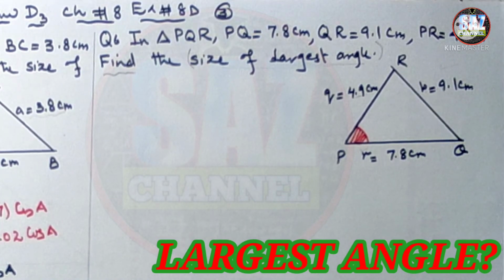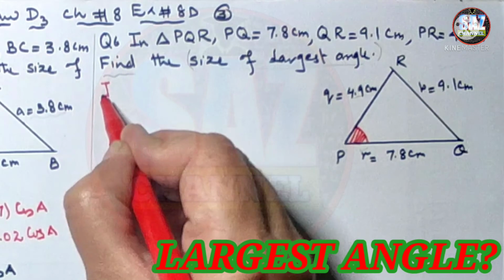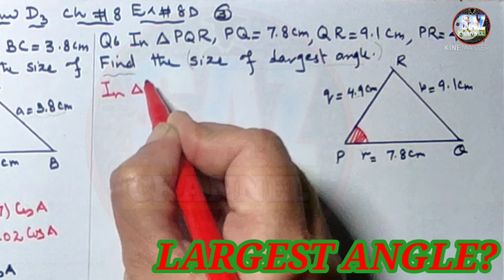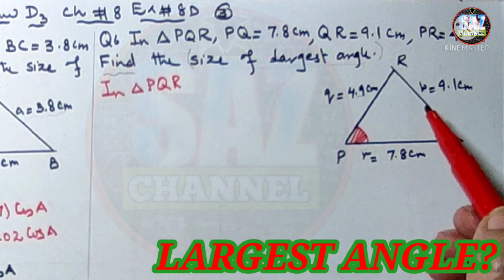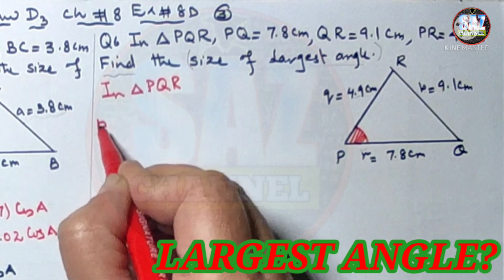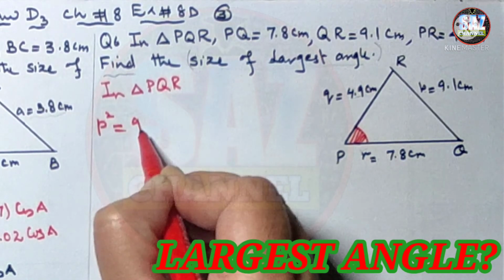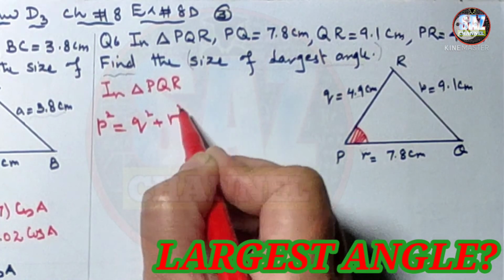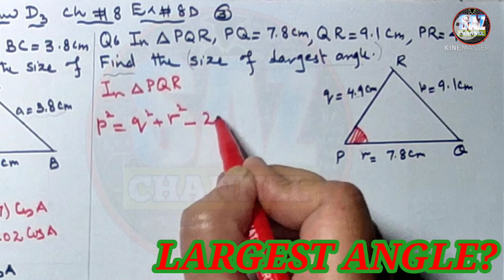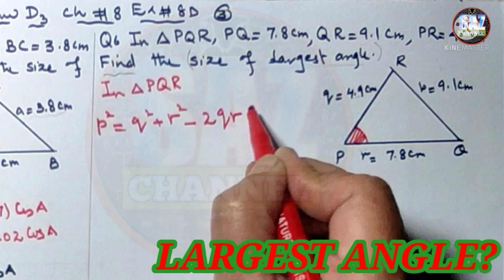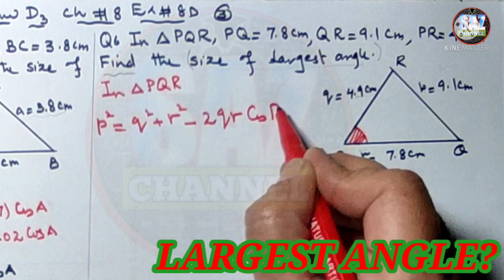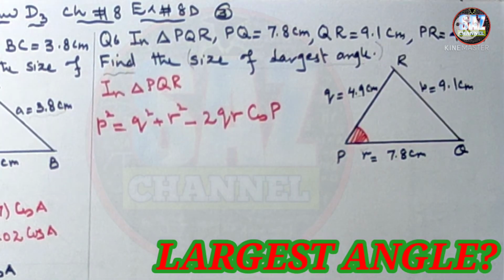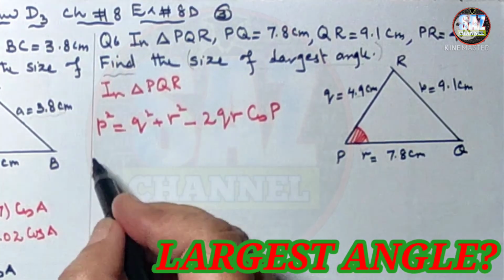So in triangle PQR, as we need to find angle P, so I'll be keeping my letter P here. p square equals to q square plus r square minus 2 into qr, and cos of what letter? Cos of the letter which is on the other side, cos of P. Now what we have to do, we just have to insert the values carefully. That p has the value 9.1.